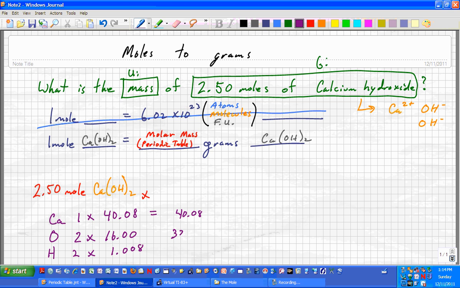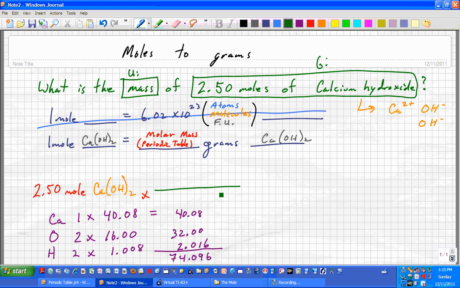40.08, 2 times 16 is 32.00, and then 2 times 1.008 is 2.016. I'm going to add these guys up. I get 74.096. I'm ready to go ahead and keep going on my problem.